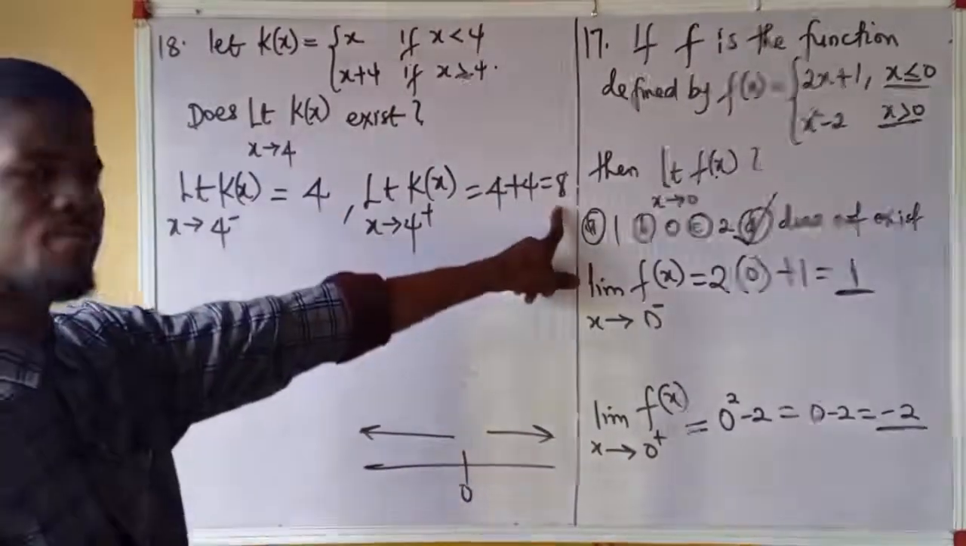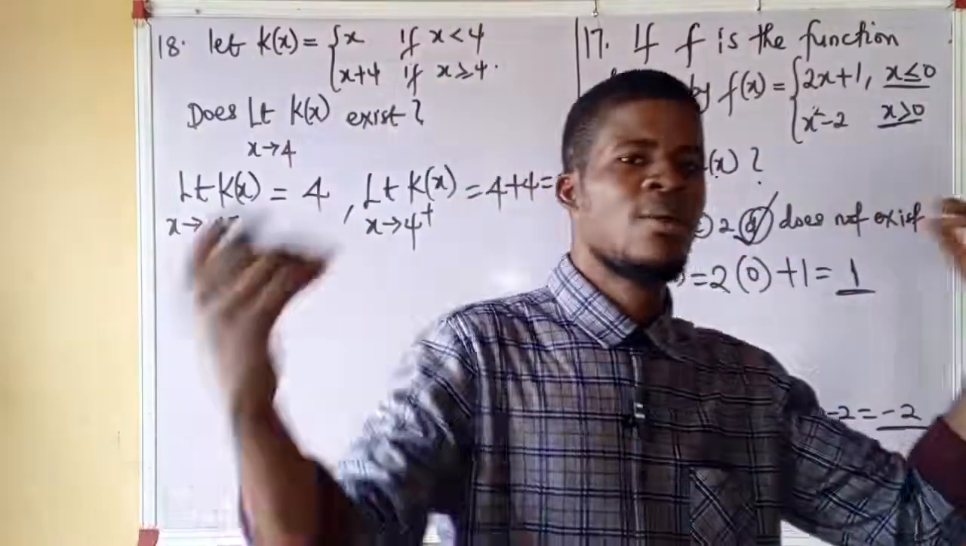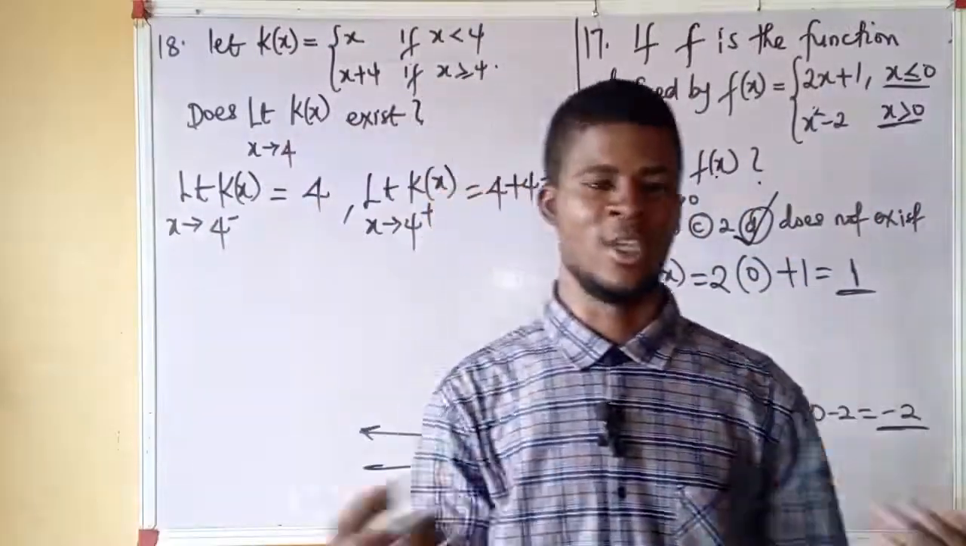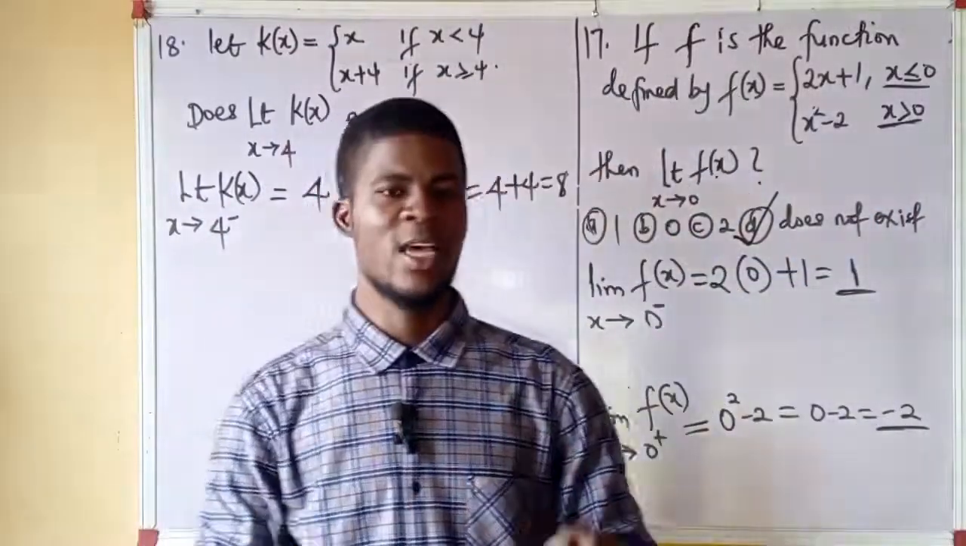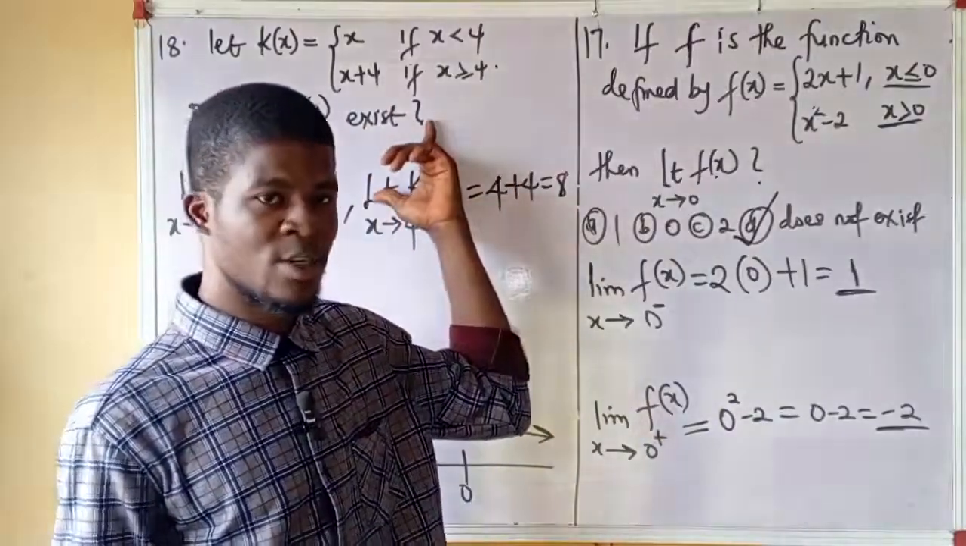They are not the same. So the limit does not equal 6. That is just the point. So because both left and right hand limits are not the same, it means that there is a discontinuity at the point x equal to 4 for this particular function. That is what it means.